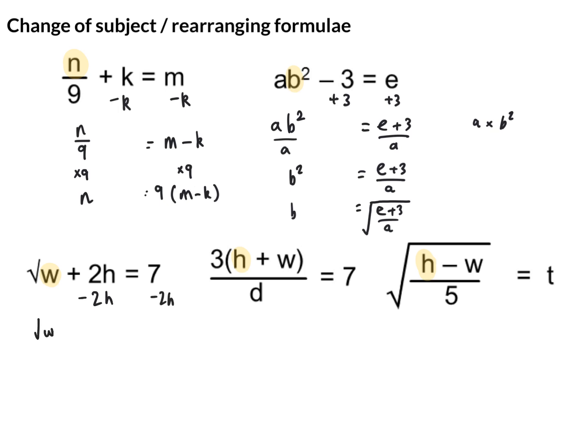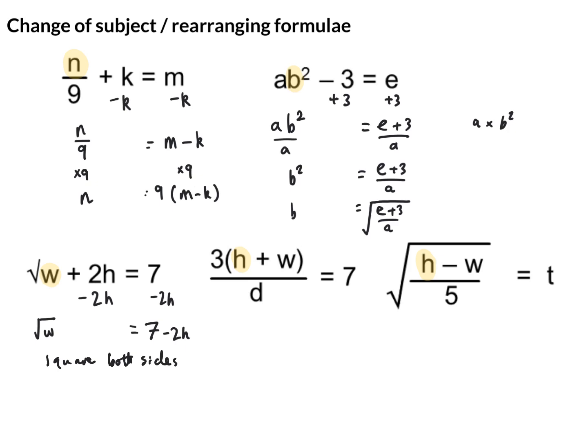That'll leave me with square root of w. I've put a little roof on the symbol. It doesn't need to be there, but I prefer it. The plus 2h minus 2h is a zero pair, so we're going to have no h's on the left hand side, and I'll have 7 minus 2h on the right. I've got a w on its own, but it's trapped under this square root symbol, so I'm going to do the inverse. I'm going to square both sides.